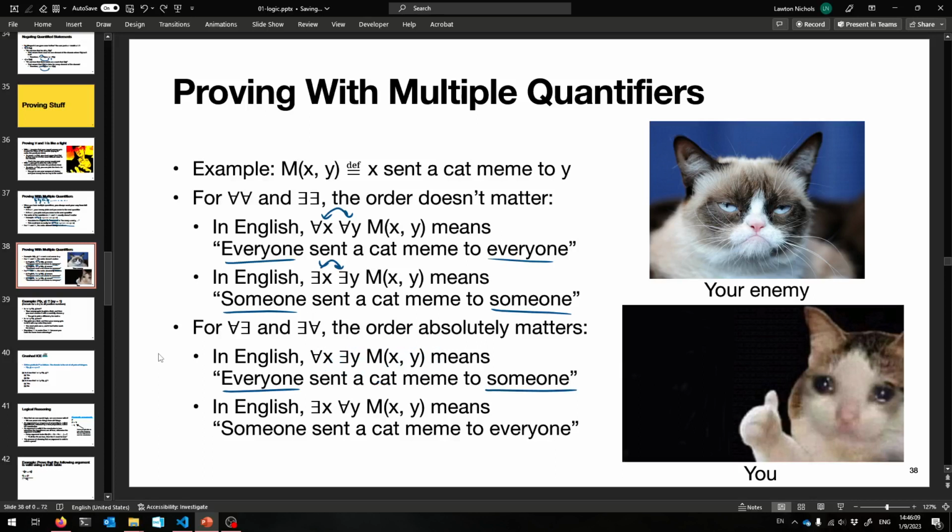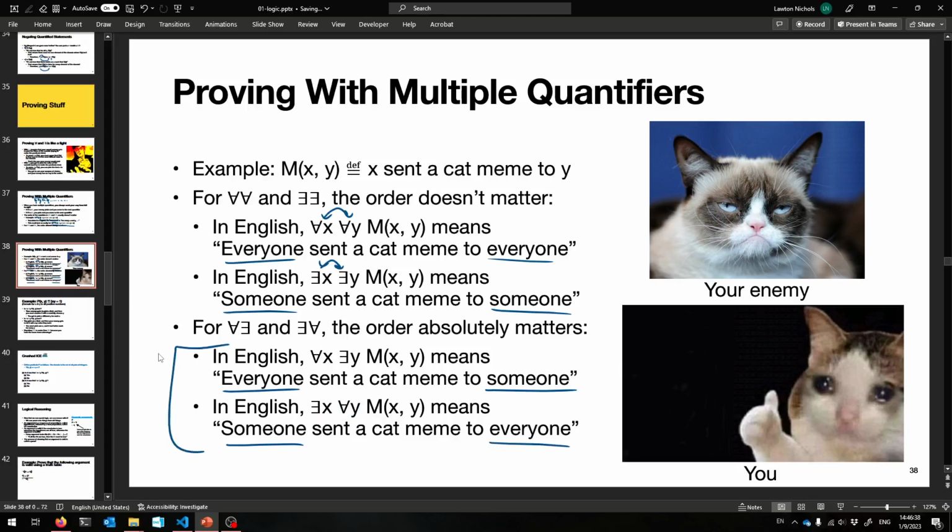All right? The flip side is different. There exists an x such that for all y, M of x, y is true. So there exists an x. That's the first thing that happens, right? There's somebody that you were talking about, one person. Someone sent a cat meme to everyone. You see that? Y is being quantified over, and that's the receiver. So for every y, every person is getting a cat meme from this first person, this x person. Someone sent a cat meme to everyone.